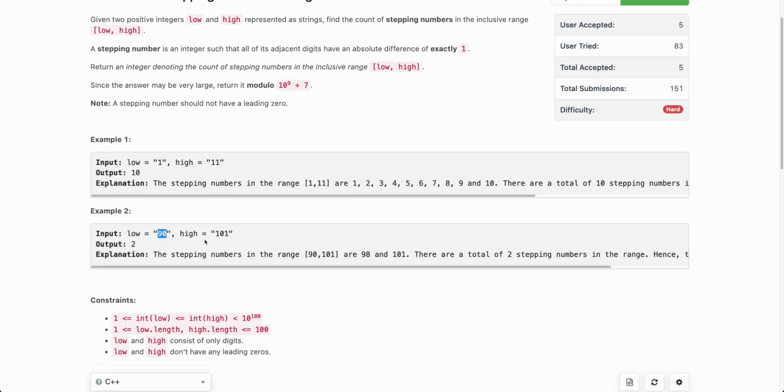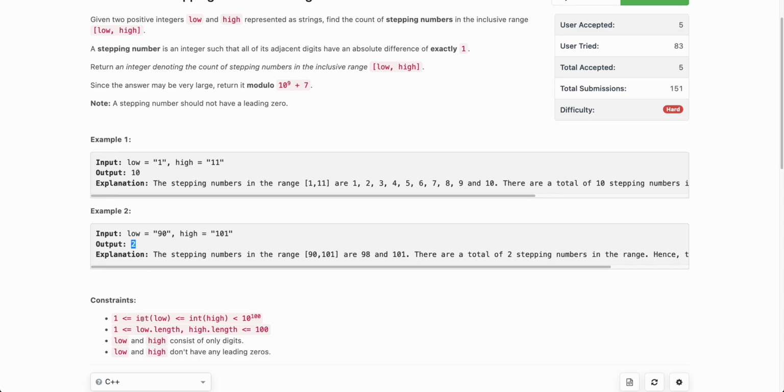Now let's take one more example, 90 and 101. Basically you have to find the number of stepping numbers between 90 and 101. Only two stepping numbers are possible, 98 and 101. You can see here the difference between every adjacent digits is exactly 1. Again here the difference between any two adjacent digits is exactly 1. No other number between 90 and 101 is a stepping number. For example, 90 itself is not a stepping number because there exist two adjacent digits that don't differ by exactly 1. So because there are only two stepping numbers, the answer here is 2. Hope the problem statement is clear.